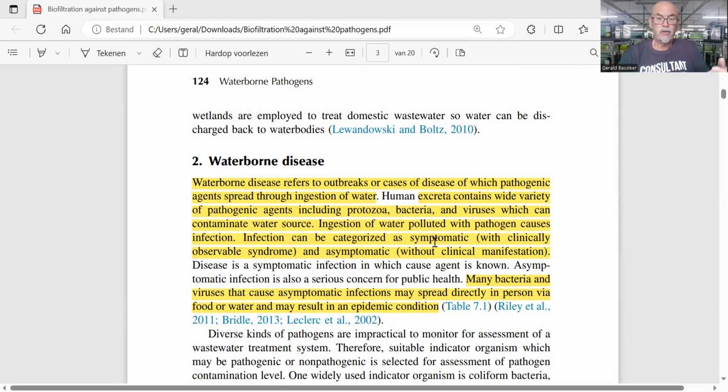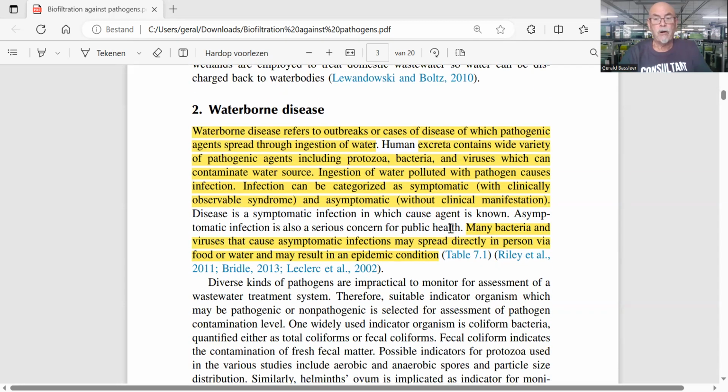And sometimes the infection can be symptomatic, that you can clearly see syndromes or observe signs of disease, or asymptomatic, that you don't see a clinical manifestation, but there might be already an infection going on internally, which only pops up maybe after months or years. Many bacteria and viruses that cause asymptomatic infections may spread directly via food or water and may result in an epidemic condition. That is something which I explain in my videos on mycobacterium, for example, which can be a risk. So this is something to think about when I talk here about the study.